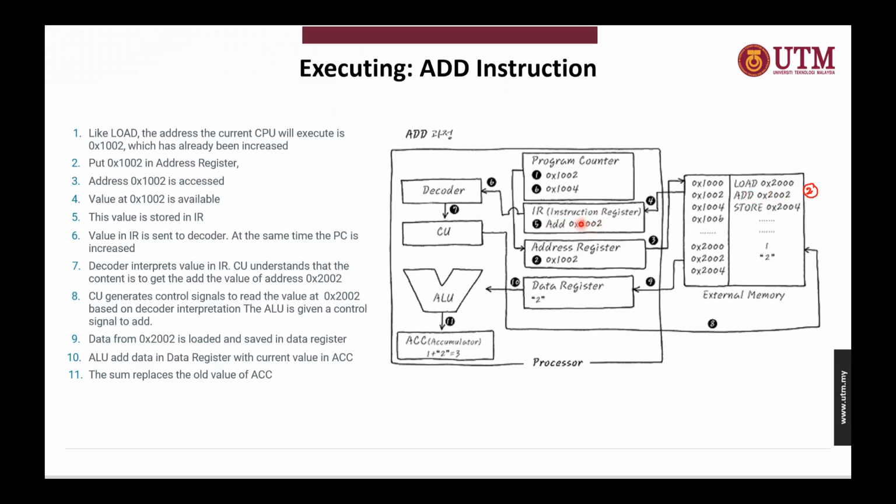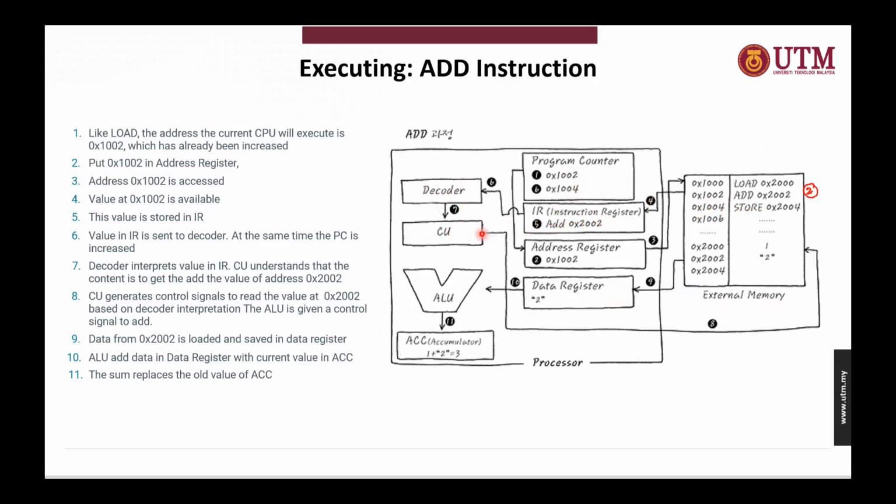Then this instruction will be sent out to the decoder for interpretation, and at the same time the program counter is increased. Now your program counter, from 1002, now points to address 1004, which is for the next instruction. The decoder will translate this instruction to binary representation or machine code, and the CU knows that now we need to add the previous value with this number here.